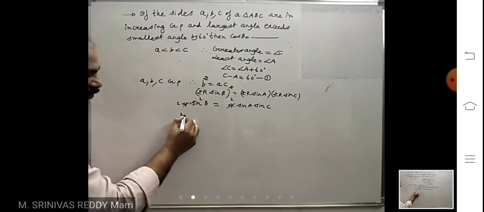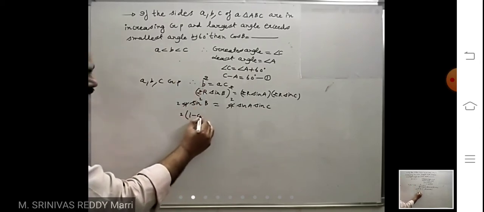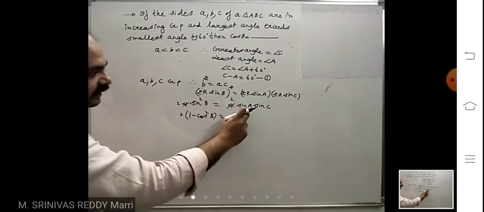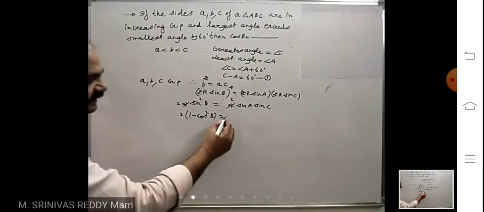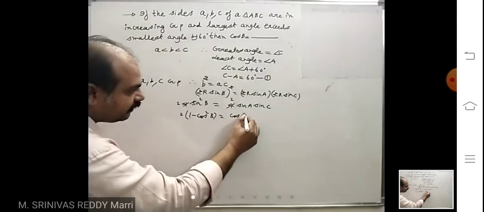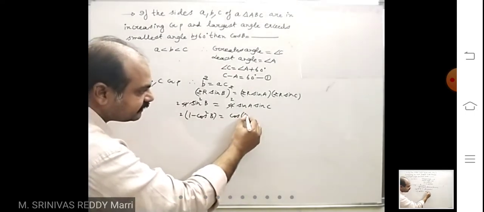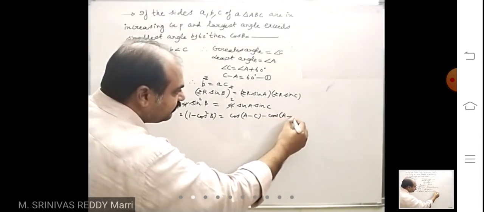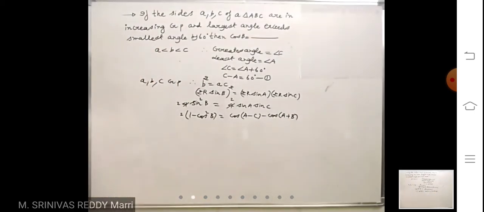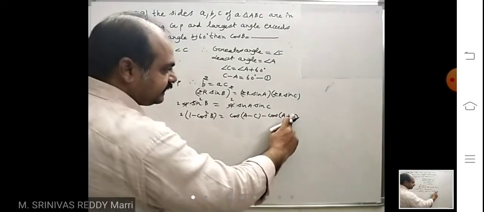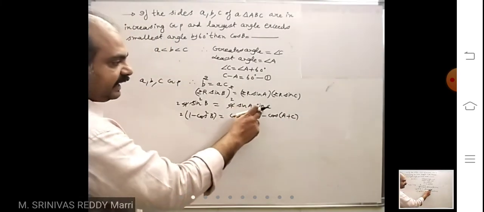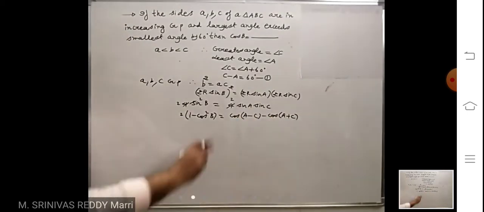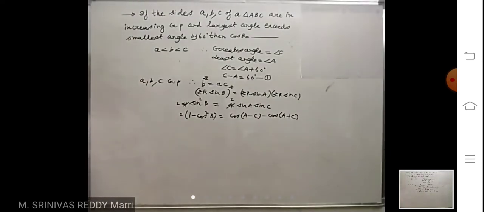Right? So this is 2 into, I want cos B. That means I am writing 1 minus cos square B equals to, look at here, 2 sin A sin C. 2 sin A sin B is nothing but cos of A minus B minus cos of A plus B, so cos of A minus C minus cos of A plus C. Converting into difference, transformation formula.